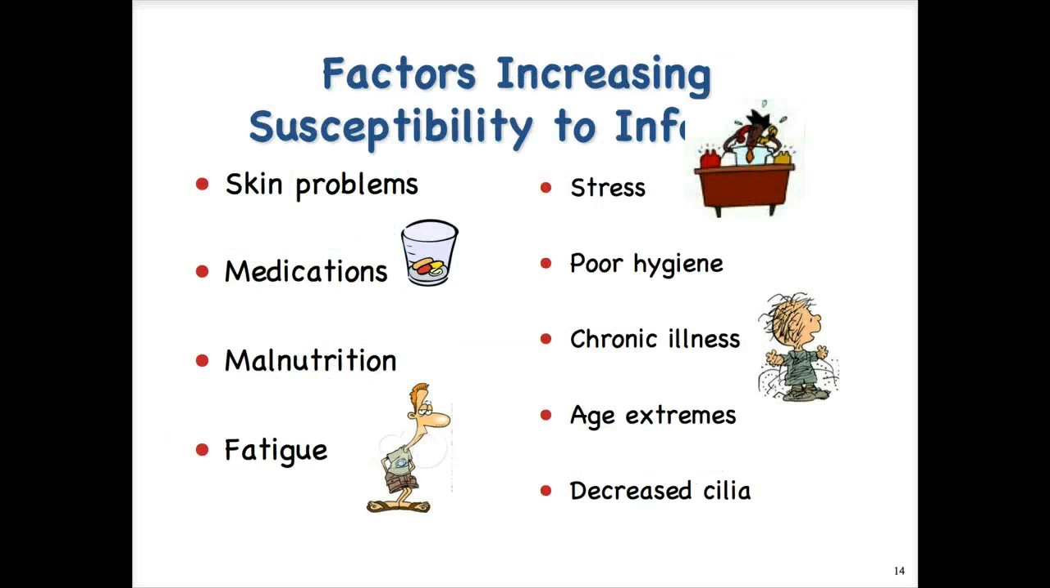Other factors influencing the susceptibility to infection can be skin problems like psoriasis. Your skin is your largest organ, so if it's broken, if you have wounds, that's a portal of entry for the organism. Certain medications like steroids, prednisone is a type of steroid, can make a patient more susceptible to infection. Malnutrition, fatigue, stress, poor hygiene, chronic illness, age extremes, these are all things that can increase a person's susceptibility to infection, and these are things you're assessing for.